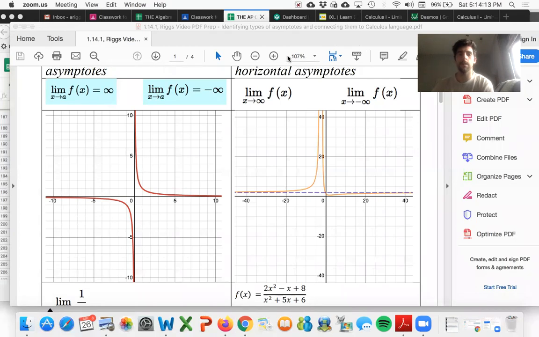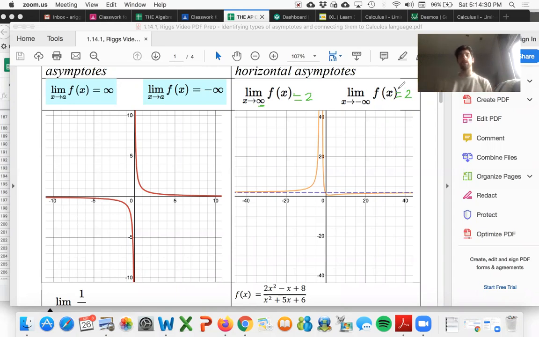So we'd say that the limit as x approaches infinity is equal to 2, and the limit as x approaches negative infinity is equal to 2 as well. Now, it's not always the case that horizontal asymptotes approach the exact same value.